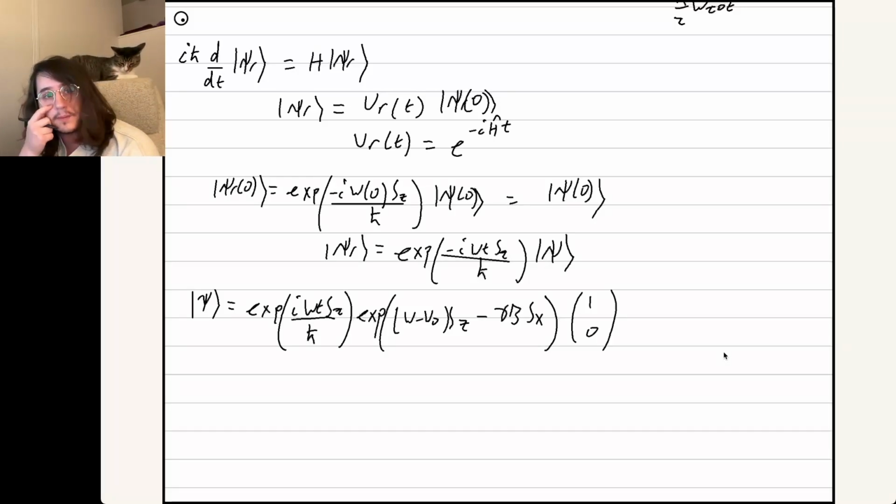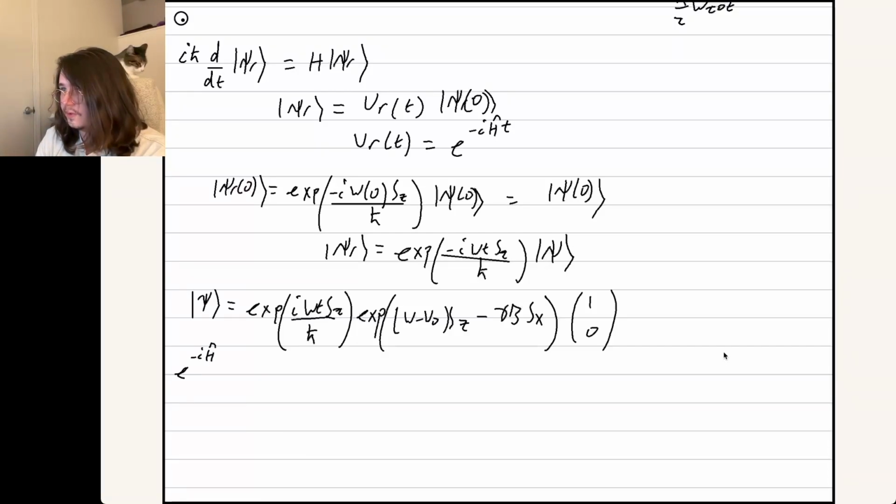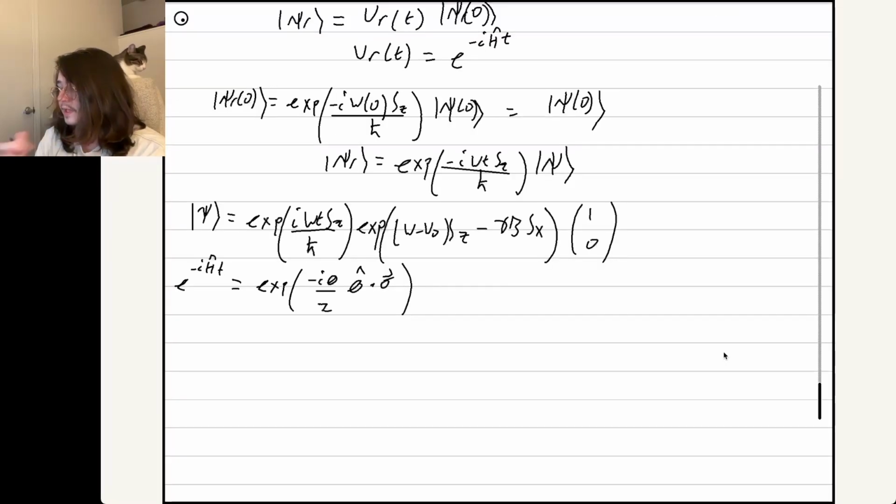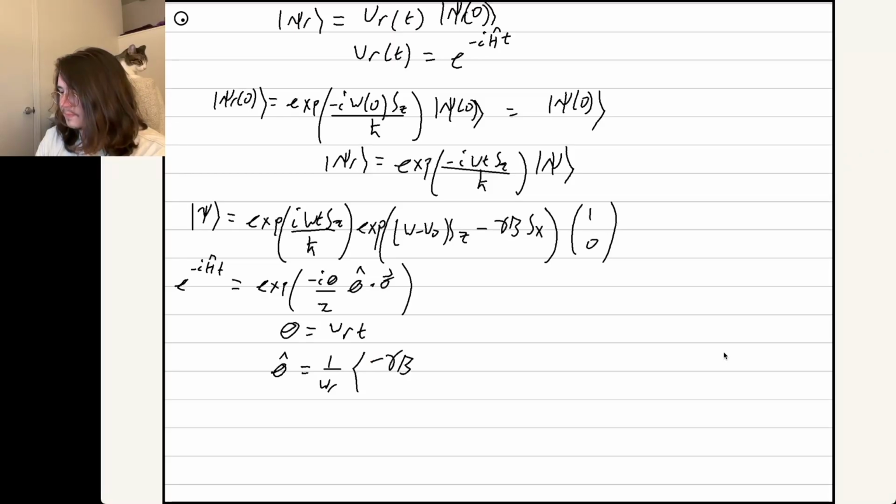And to get to the form that Shankar prescribed, the way that I found to do it is to change over your e to the Hamiltonian stuff into a rotation matrix, or a rotation operator pretty much, which is defined usually like that. In this case, we find that theta is omega r times t, and we find that the theta hat direction is divided by the magnitude of omega r. And then we just have the stuff that's multiplying our operators, omega minus omega naught.